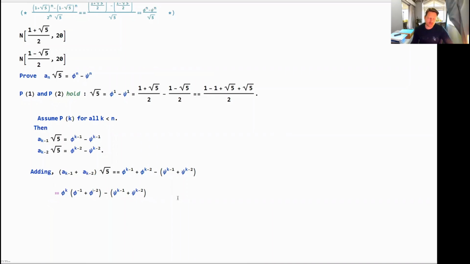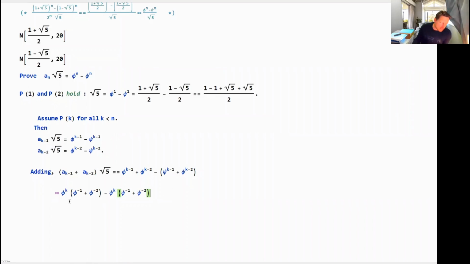All right, and I want to do the same thing with the psi here. But you can check that when you multiply this back out, you in fact do have phi to the power of k minus 1 and phi to the power of k minus 2. Okay, so we'll do the same thing here with the psi. Means getting rid of this k in the exponent.